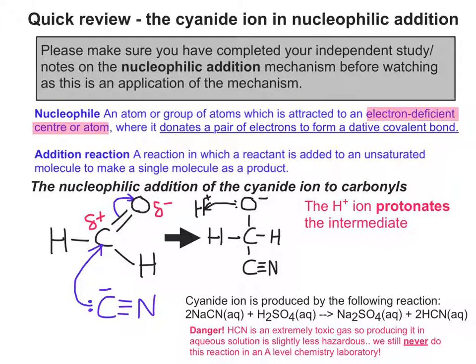The H+ ion is formed by the formation of HCN, the HCN being the product of the reaction between sodium cyanide and sulfuric acid. It's important to point out that HCN is very toxic as a gas, so if we make it in the lab, we're putting ourselves in danger. So we use this method instead, which produces it in aqueous solution.